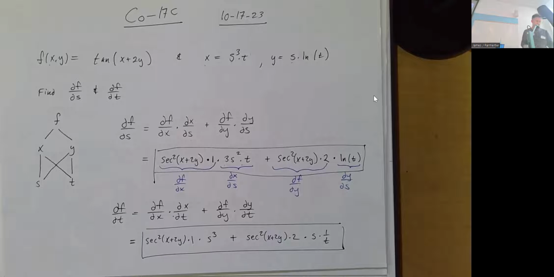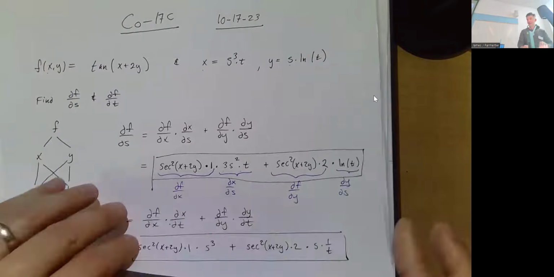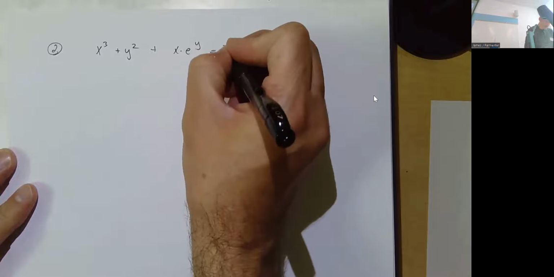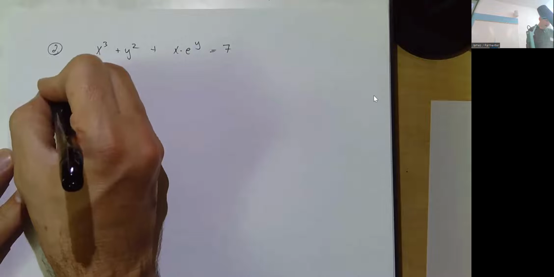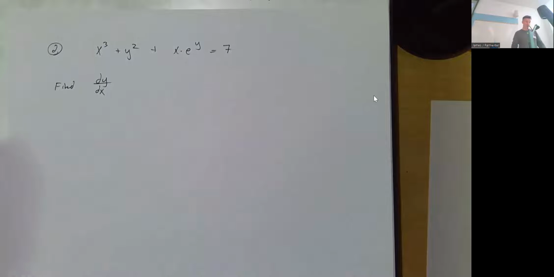So let's look at this implicit differentiation step, which is really the same thing. It's just kind of a twist on it. So let's see. Yeah, let's start with that. So way back in 17a, we learned about implicit differentiation, and we were given something like, for example, x cubed plus y squared plus x times e to the y equal to 7, and we were asked to find dy dx, the derivative of y with respect to x.